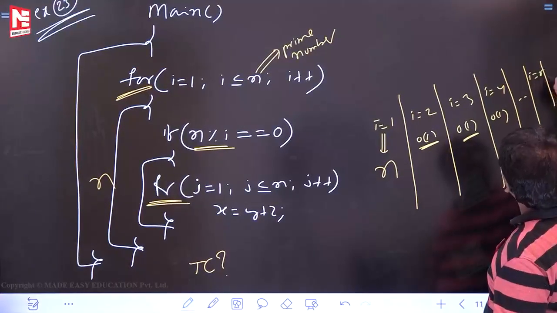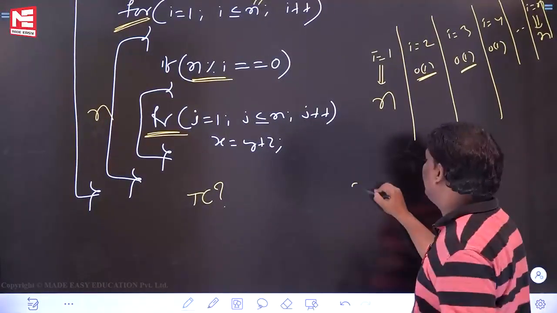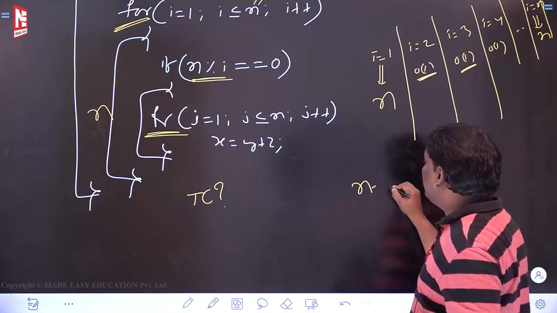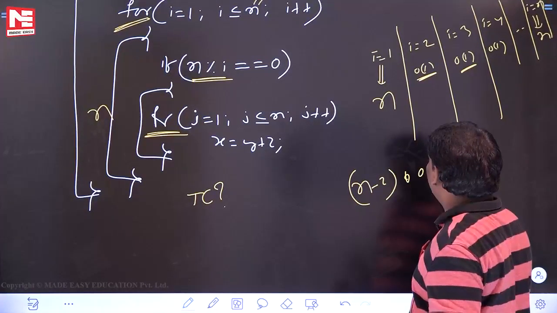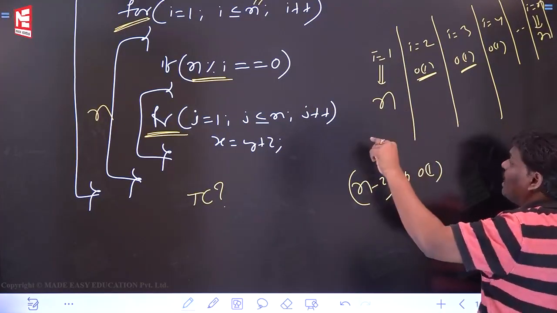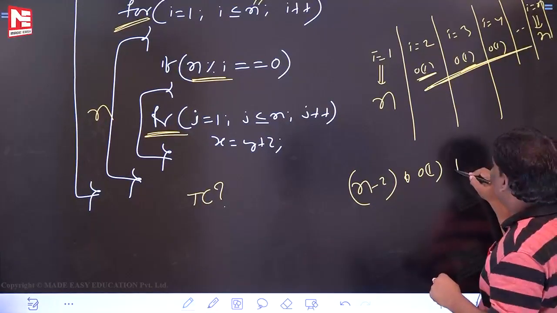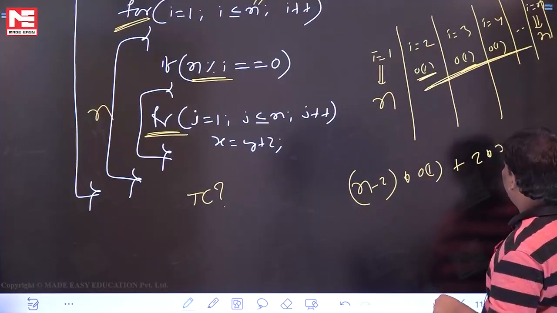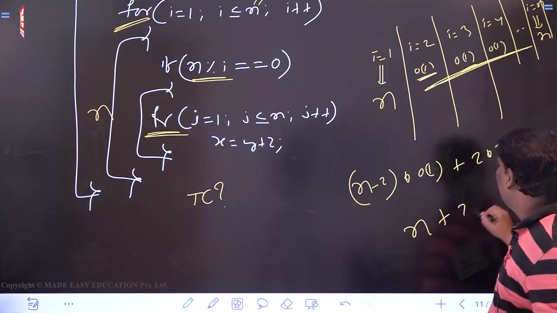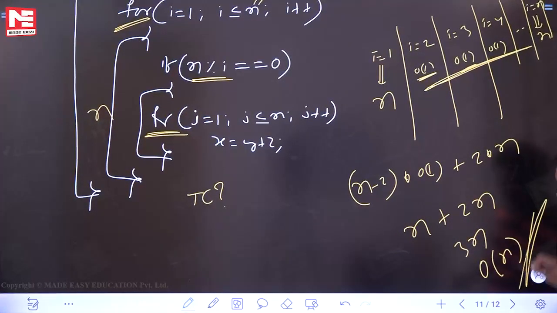Lastly, can you say what the answer is? For I equal to n, this condition is true, so n. Now, how many times is the loop going on? n times. Out of those n times, n minus 2 times is constant work. Next, 2 times n. Finally, forget about small constants: it becomes n plus 2n, totally approximately 3n. The answer is big O of n.